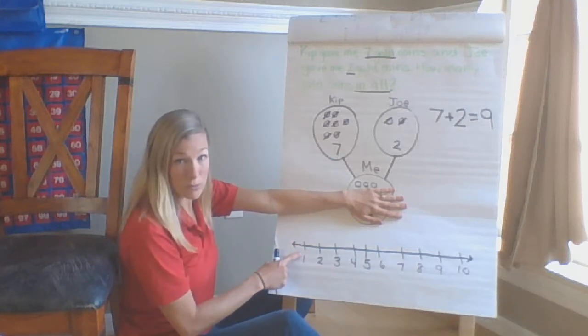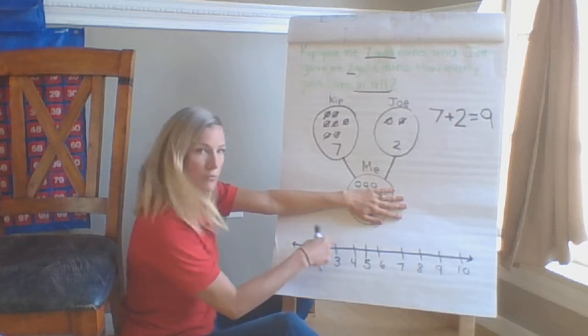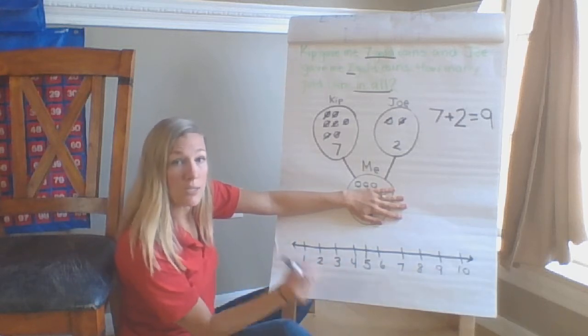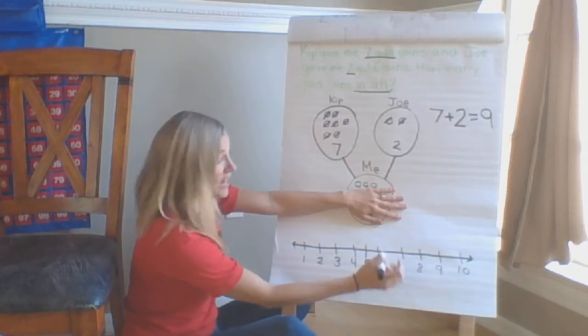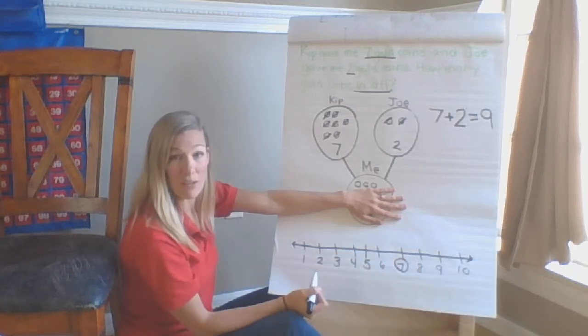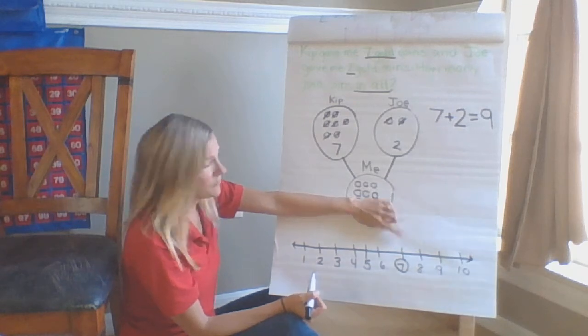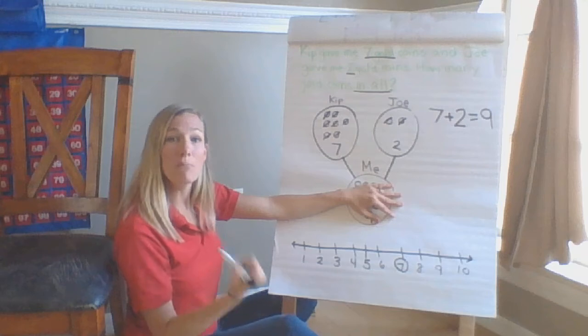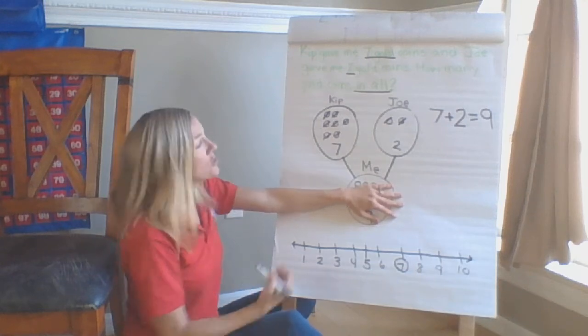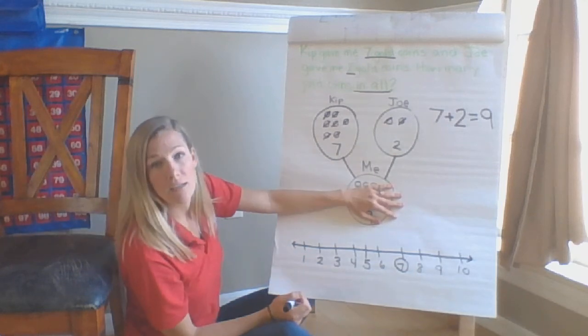I could count the 7, 1, 2, 3, 4, but that's not very efficient. An efficient way would be for me just to start with the 7 that I know. So here's my 7. That's where I'm going to start. Now, I want to count on how many more I'm going to get. So how many more were we getting?